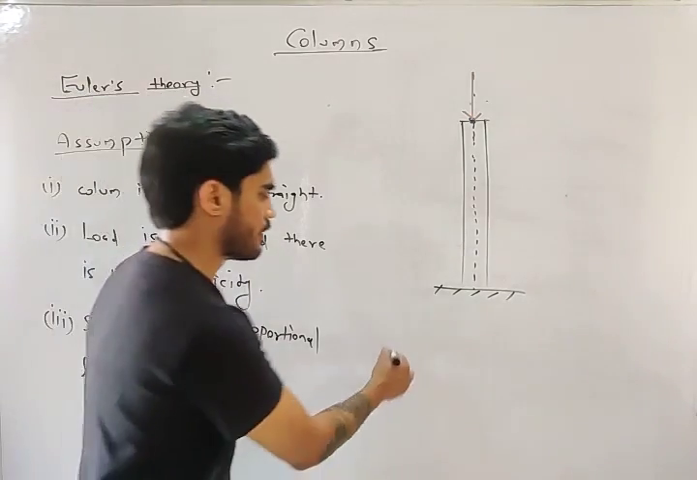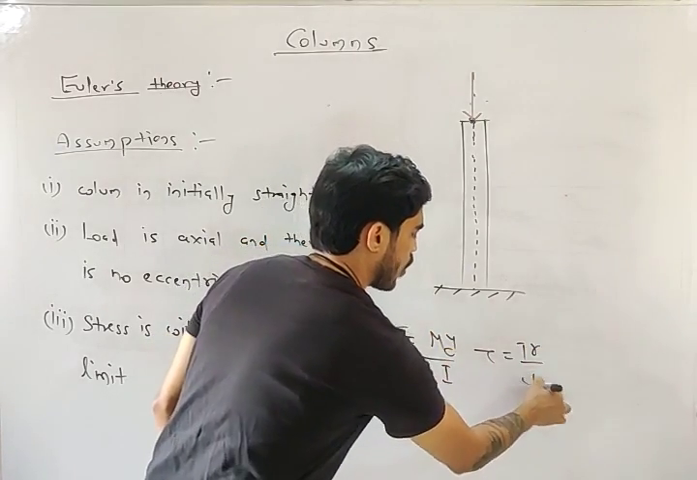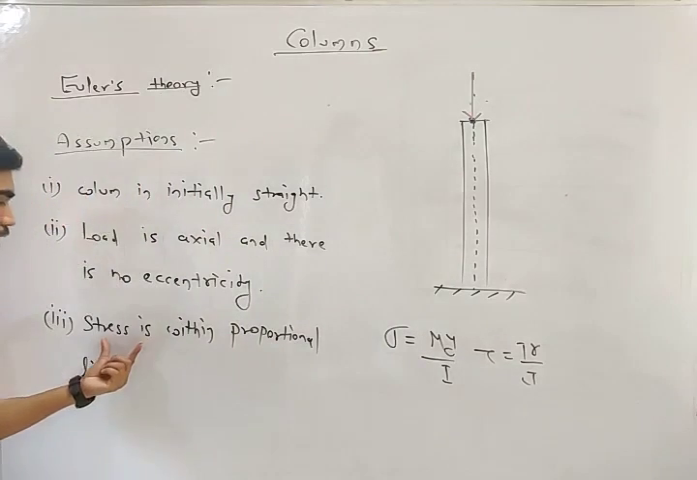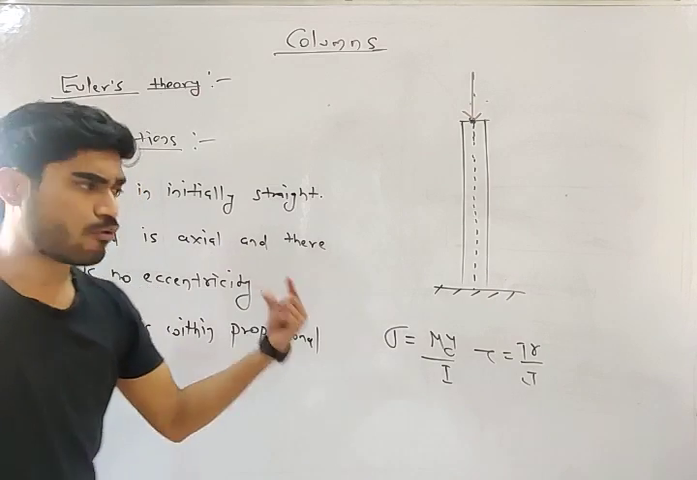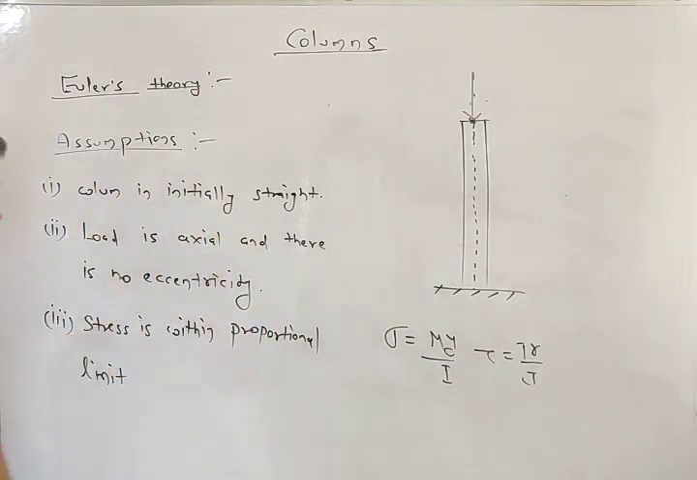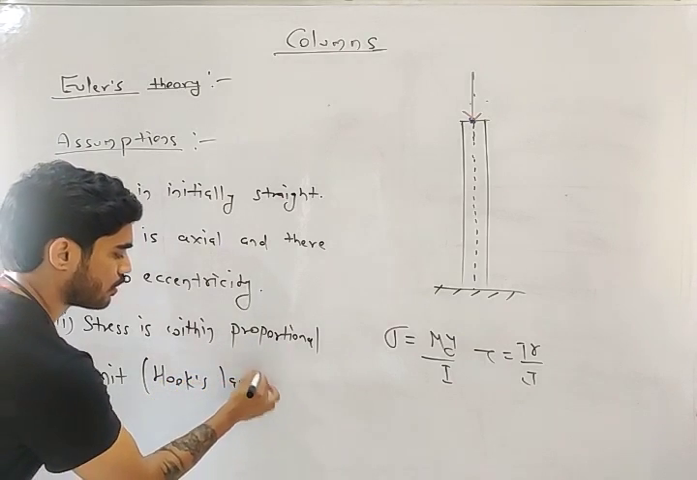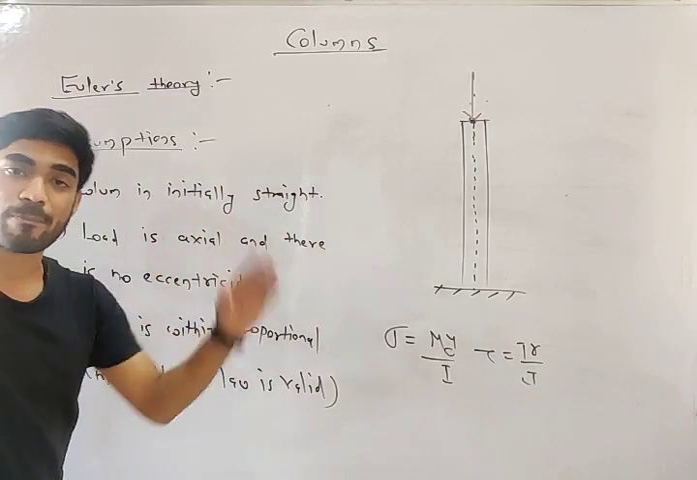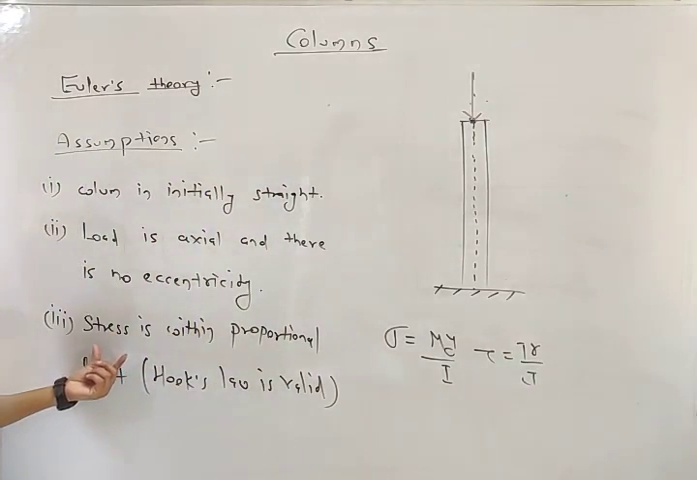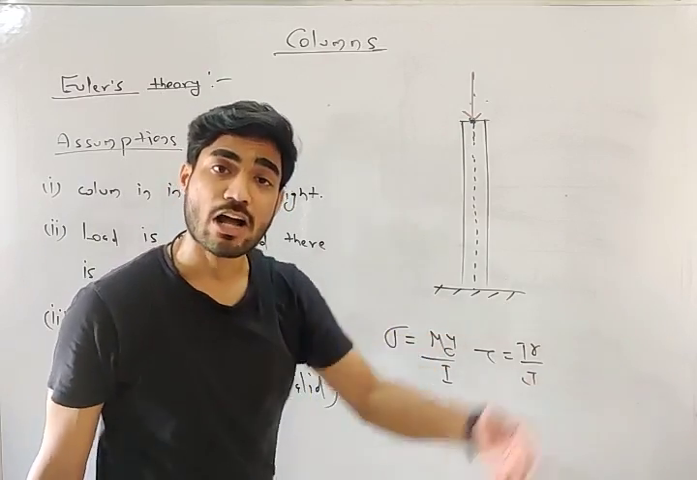So all the equations that we see, sigma equals My by I, tau equals Tr by J, all these equations are derived using this assumption: stress is within proportional limit. And why do we make this assumption? So that we can use Hooke's law. Hooke's law is valid up to what point? Proportional limit. So we are using this assumption so that we can use Hooke's law. All these equations are derived using Hooke's law.